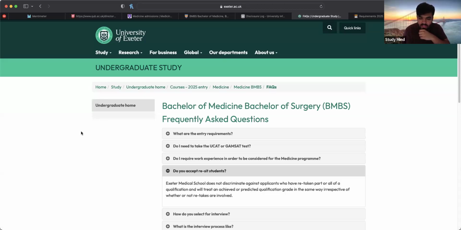So here's another one, Exeter. Over here, if you read their 2025 frequently asked questions, you'll see Exeter Medical School does not discriminate against applicants who have retaken part or all of a qualification, and they will treat you irrespective of how you apply. Okay, so that's two already, and I think somebody mentioned St Andrews. That's a third one technically for this student, right?